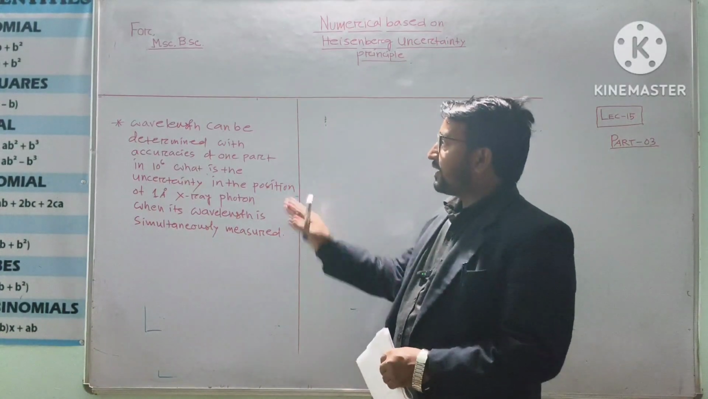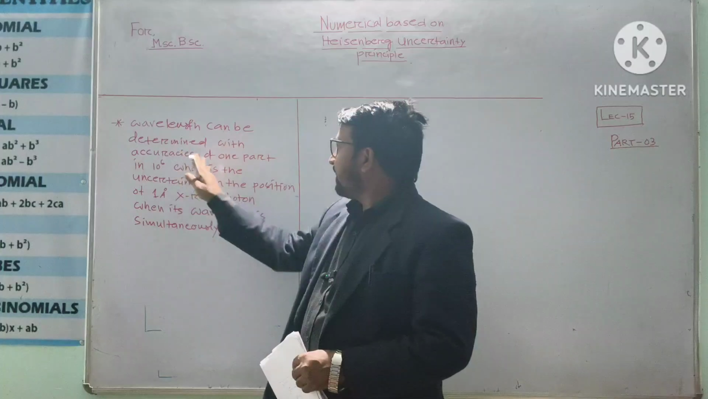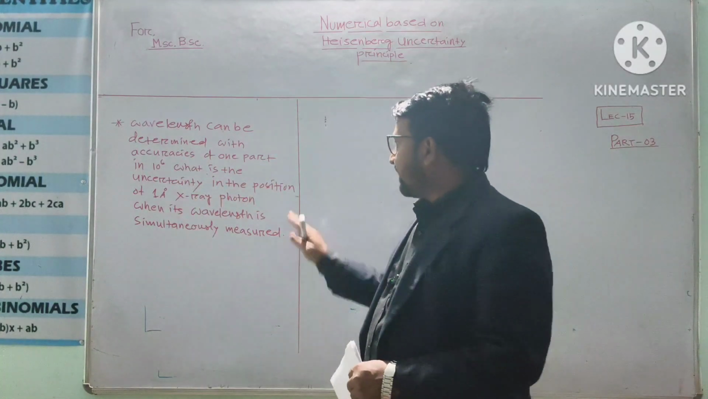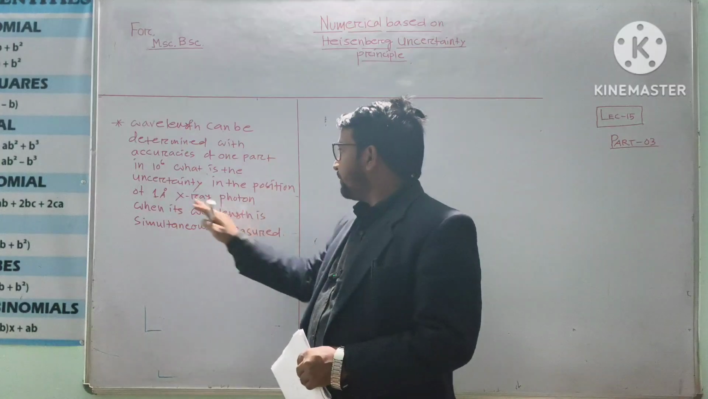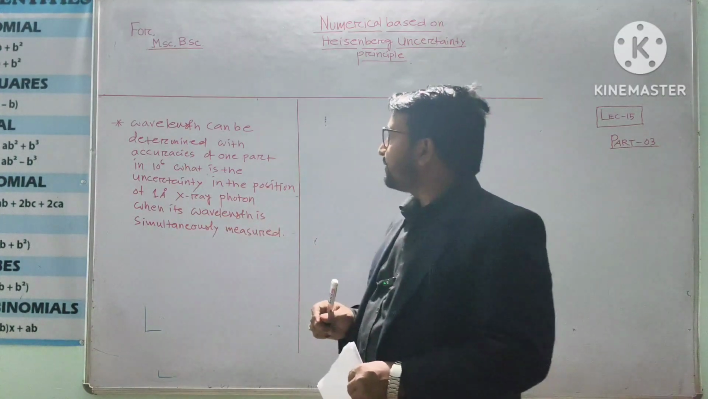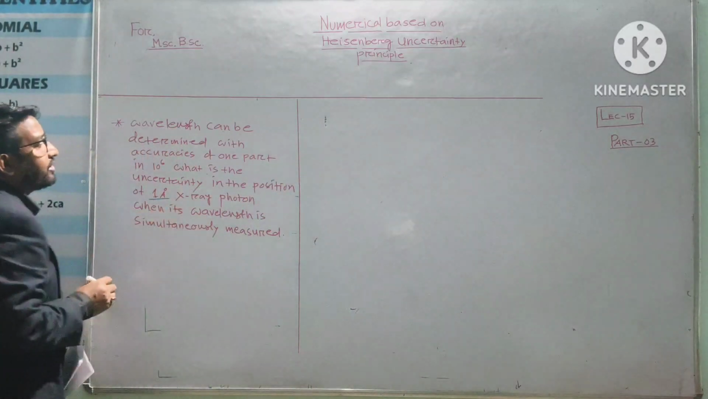Okay, our last numerical problem. The statement of this problem: wavelength can be determined with accuracies of 1 part in 10^6. What is the uncertainty in the position of a 1 angstrom X-ray photon when its wavelength is simultaneously measured? Okay, so 1 angstrom, this is the uncertainty in position, that is clear.